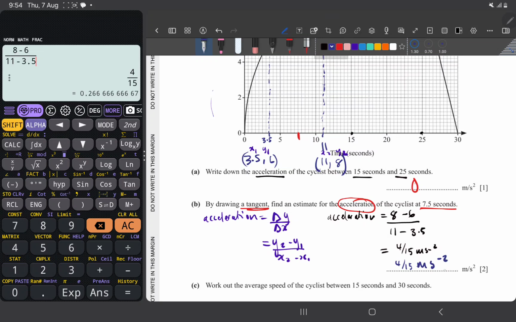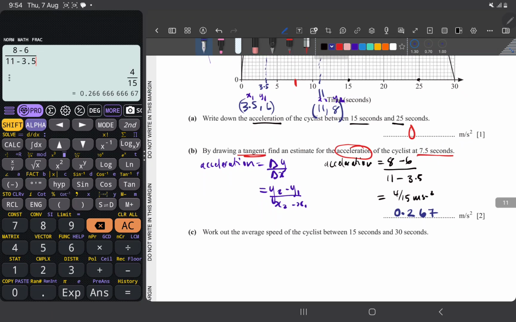There we go. This is square meters, so you don't have to put the square meters. It's already there. S to the minus 2 is the same as per S squared. It's the same thing. So it's like to say this is 4 over 15, which is like 0.2. If you want to put it, 0.267 meters per second squared. This is our acceleration.